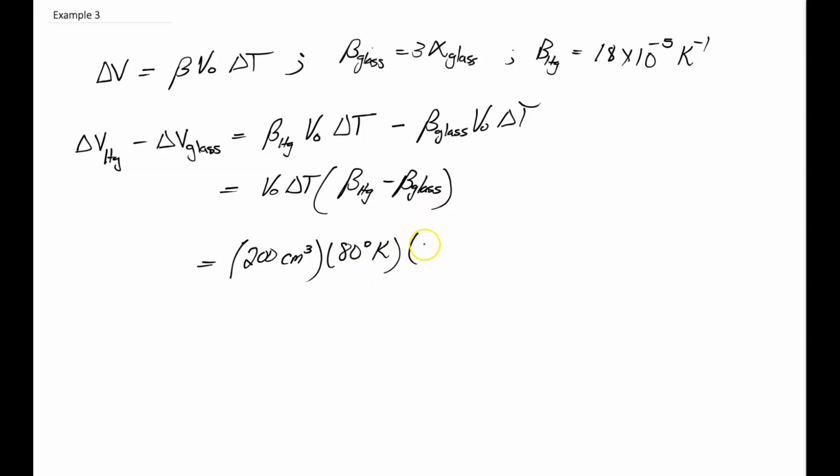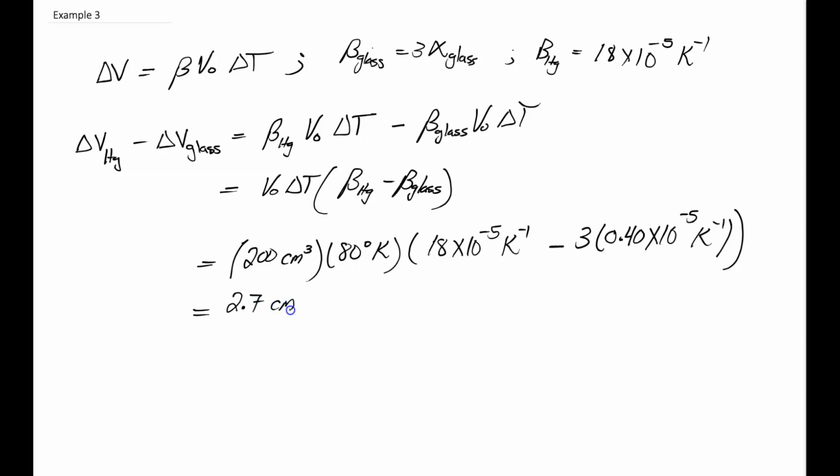And then the bulk modulus for mercury is 18 times 10 to the negative 5 per Kelvin, minus, for glass, we said it's 3 times the coefficient of linear expansion, which is 0.4 times 10 to the minus 5 per Kelvin. If we do that, we get that it's going to overflow by about 2.7 cubic centimeters.